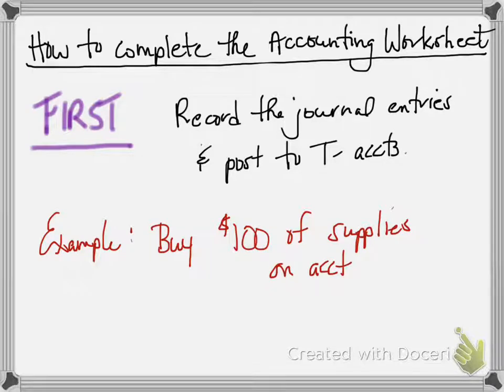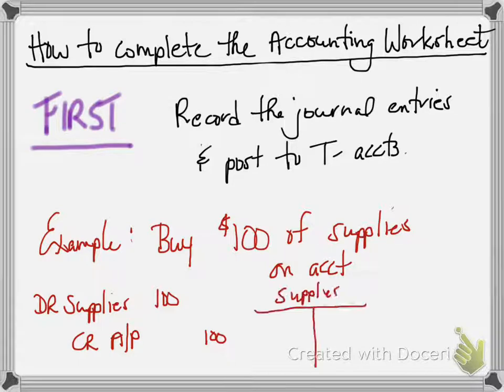Let's say we buy $100 of supplies on account. Let's record the journal entry for that. What would we debit? What would we credit? Well, we would have to debit supplies and credit accounts payable for the $100. So that's our source. Then we have to take that information and post it to the T account.